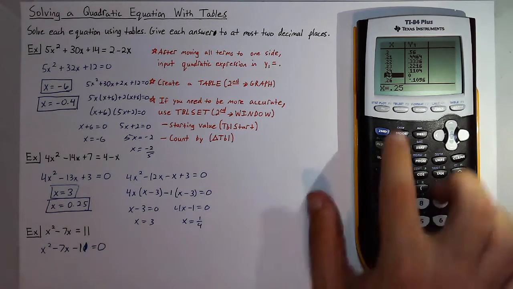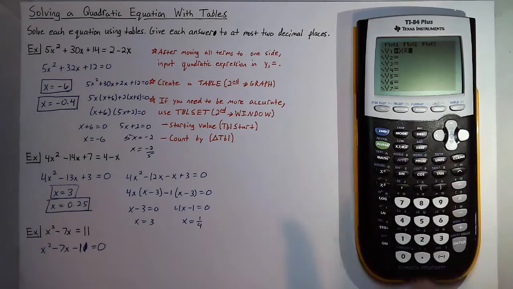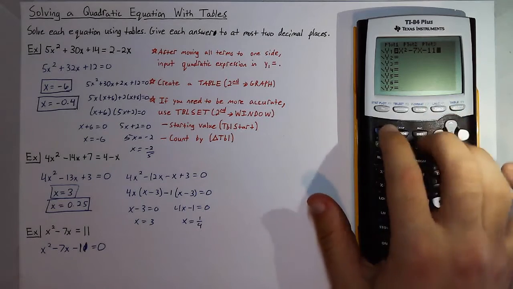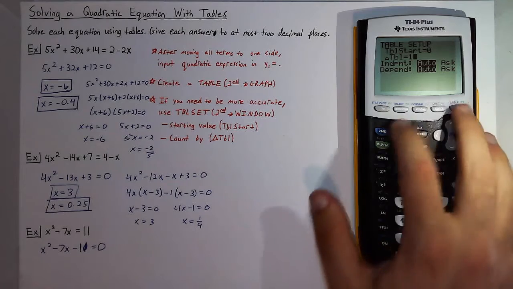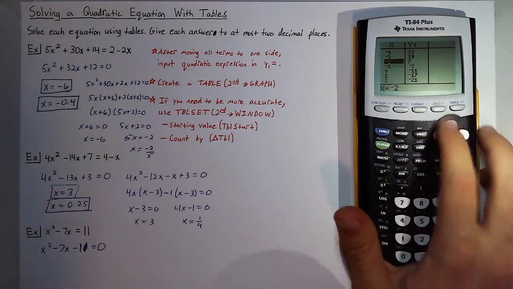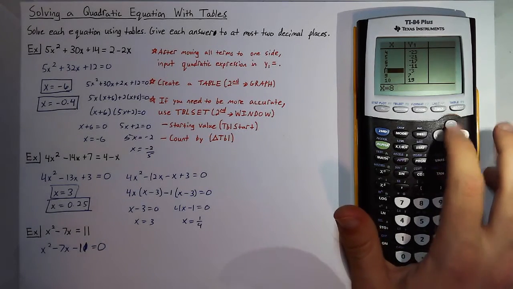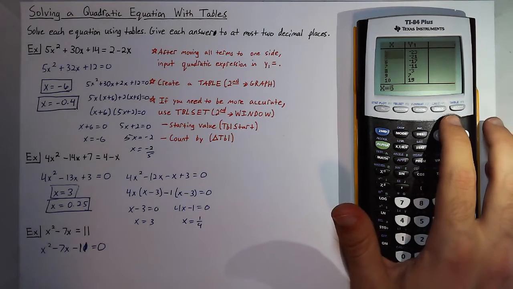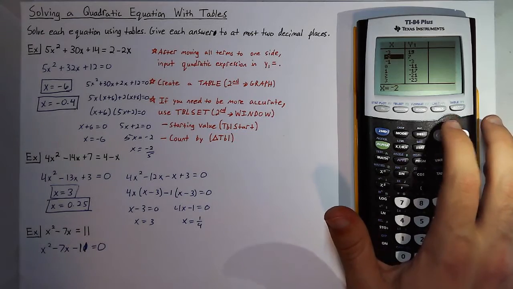So to figure this out, I'm going to go by y equals, plug in x squared minus 7x minus 11. And then I'll go back to my second window to set my table to start at 0 and count by 1. Now when I put my table in, I have one answer between negative 2 and negative 1. I can't see. And another answer between 8 and 9. But I can't see what the solution would be. But I know it's between negative 2 and negative 1.